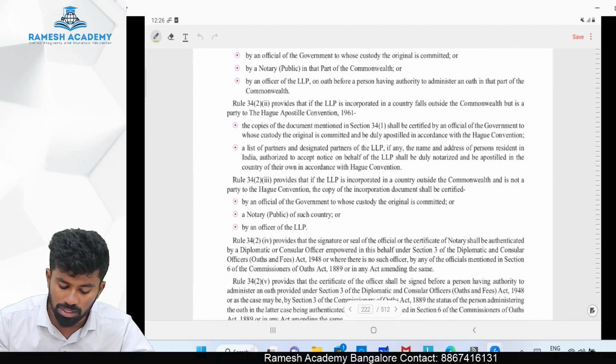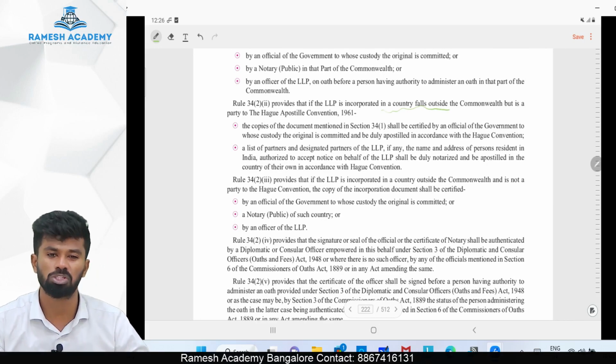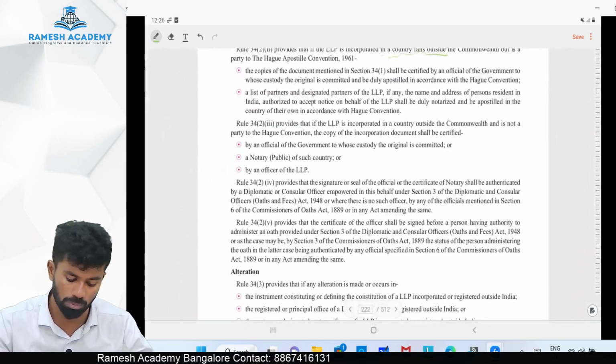If the LLP is incorporated in a country that falls outside the Commonwealth, it has to be apostilled. Apostille means by the embassy people. It has to be certified by the embassy people, whatever the copies are given.